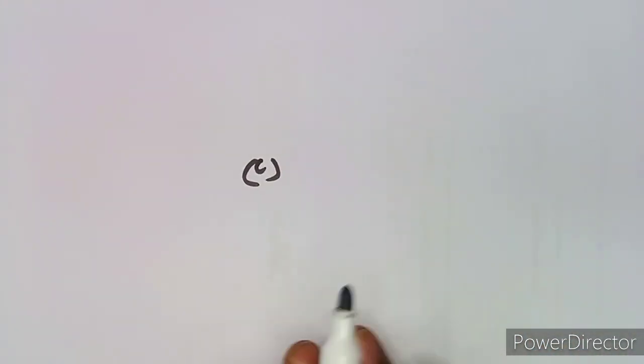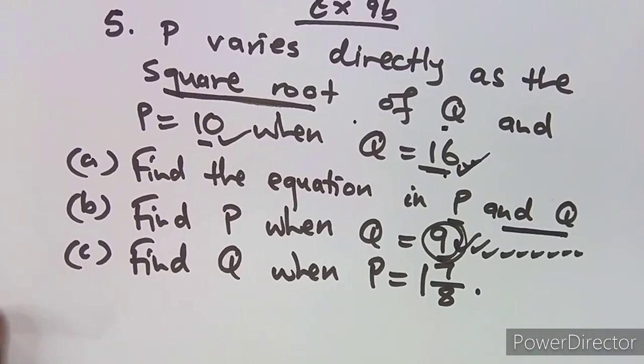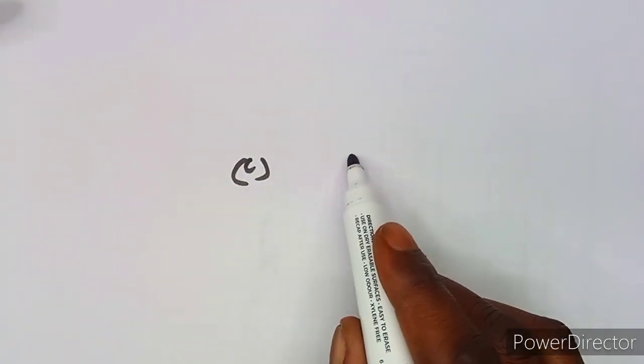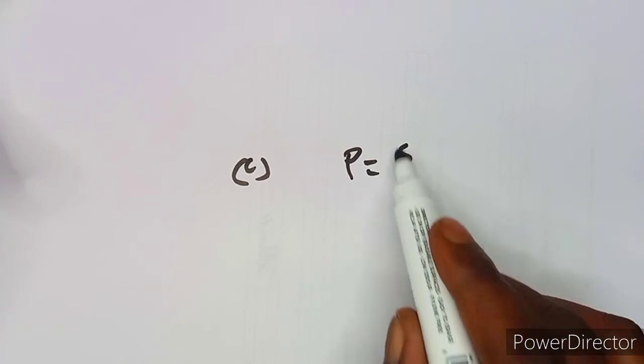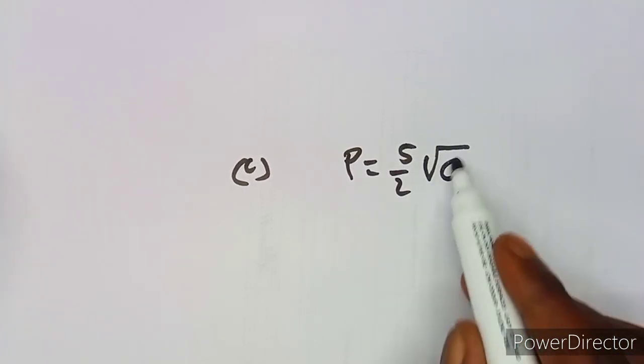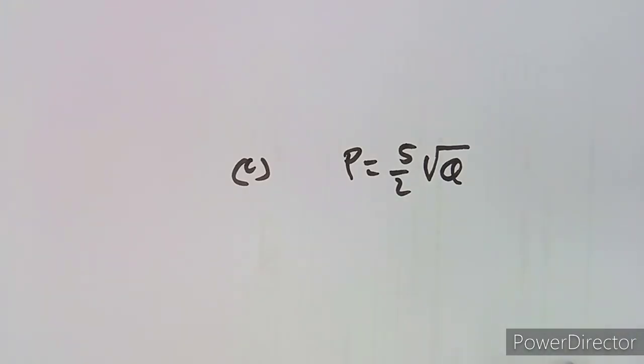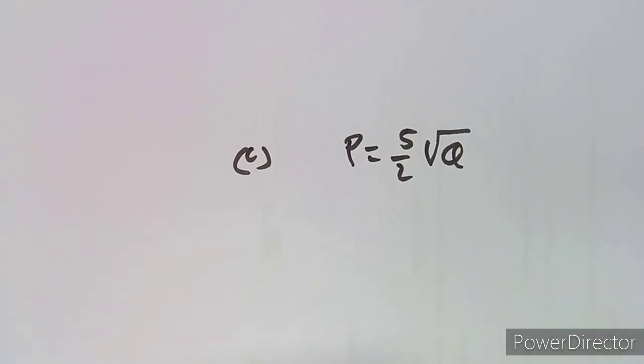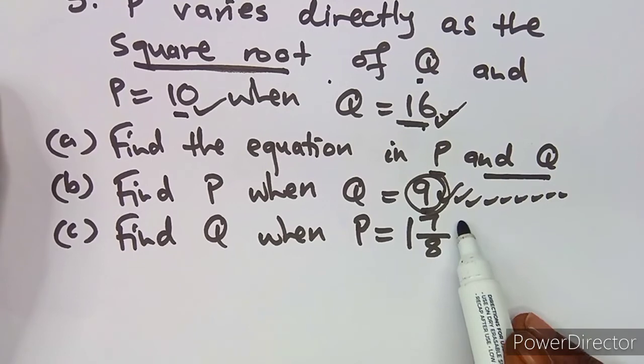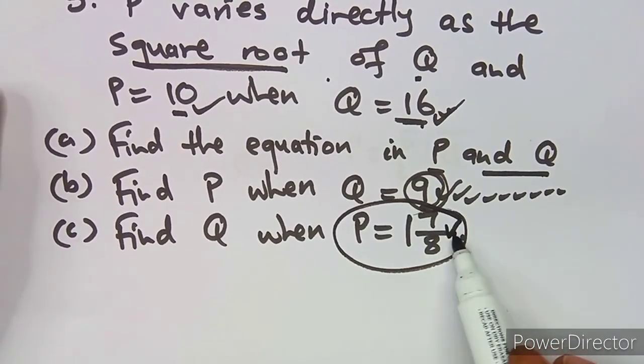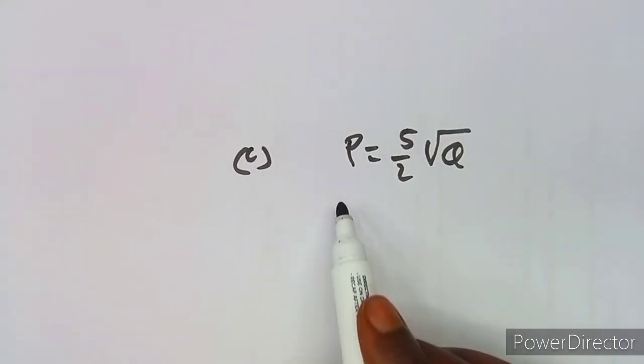Okay, the C part here, we are asked now to find the value of Q when P is equal to 1 and 7 over 8. Okay, so now we have the value of P. So still the same thing, P is equivalent to 5 over 2 the square root of Q. That formula that you obtained on the first item, you have to write it as it is, okay? Just rewrite that formula, then you can just substitute. In place of P, you have to substitute 1 and 7 over 8. Okay, let's see what we have.